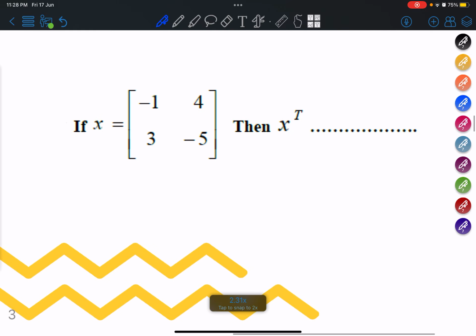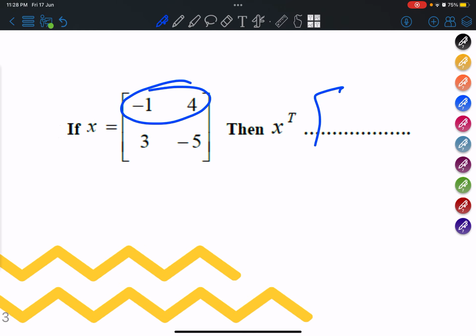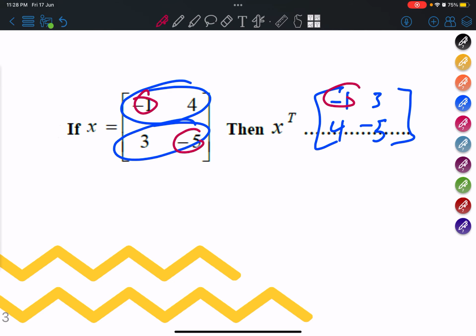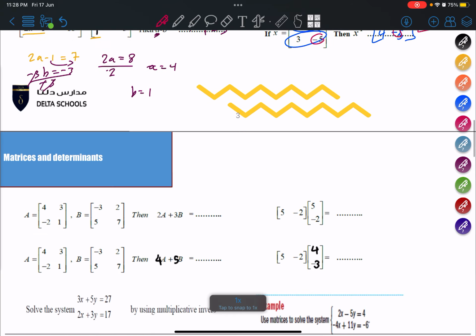Okay, same thing here. We convert this row into a column, so it means that we have -1 and 4. Then again here we'll have 3, then -5. Again, the first element is the same, the last element is the same, which means that we have the right answer.